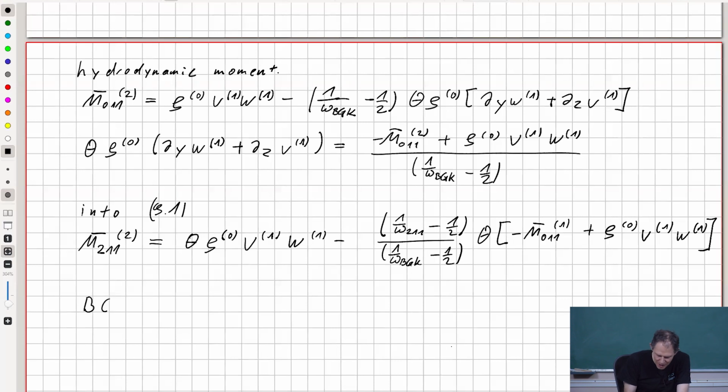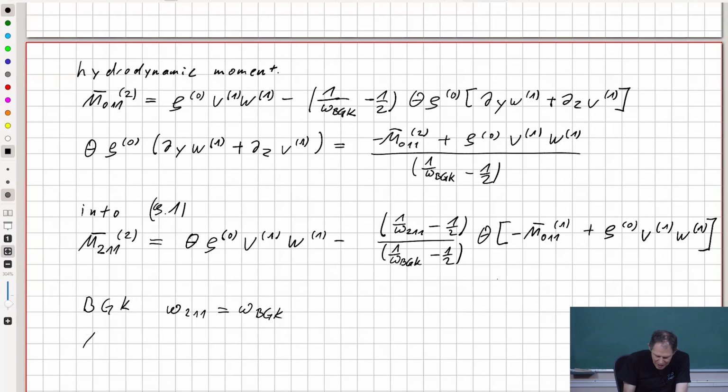So first, let us write this down. What happens in BGK? In BGK, omega 211 is equal to omega BGK, because there's only one. So this here simply becomes one, and there's no problem arising.